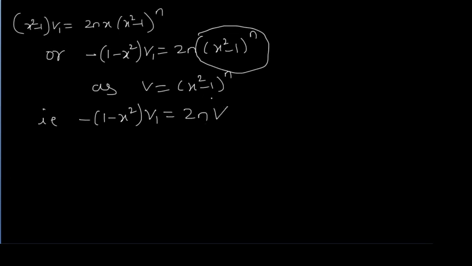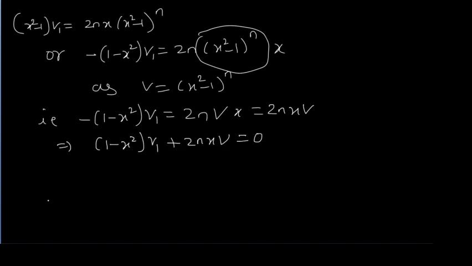into x. Sorry, one more term I forgot to write. This is 2n into x, and here also it is x, which is equal to 2nx into v. Taking this term to the RHS, the minus becomes plus: (1 minus x squared) v1 plus 2nx v is equal to 0.